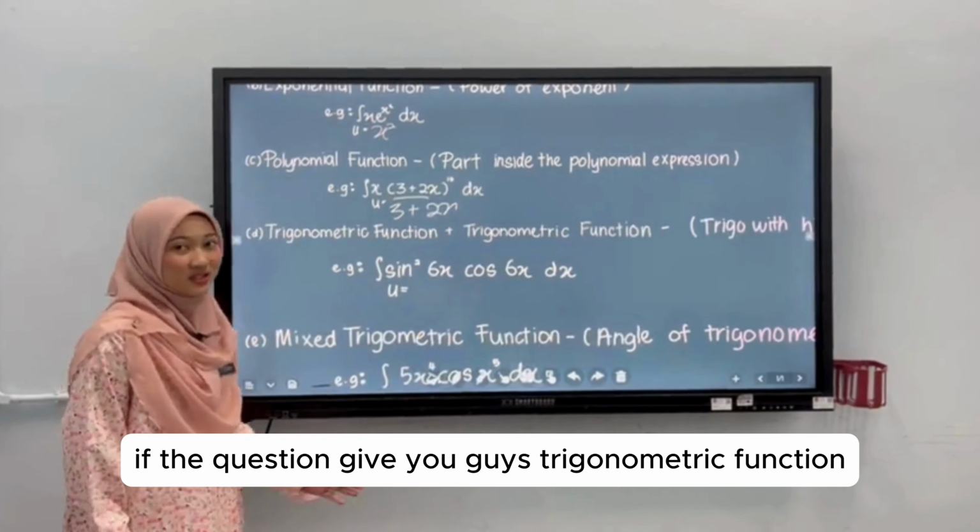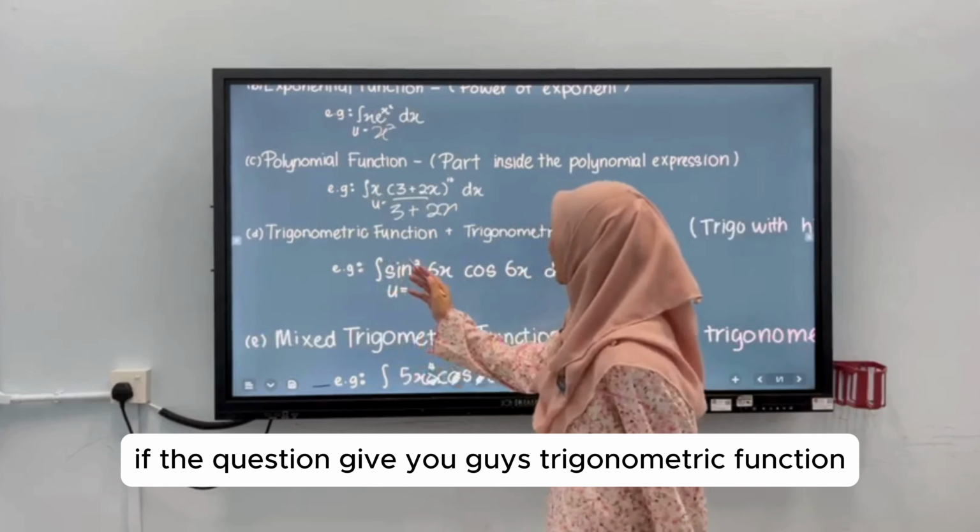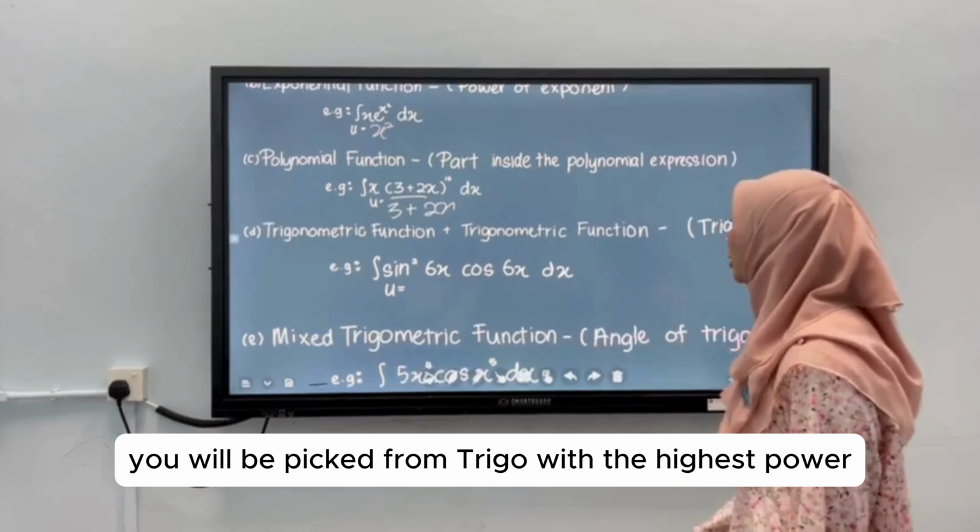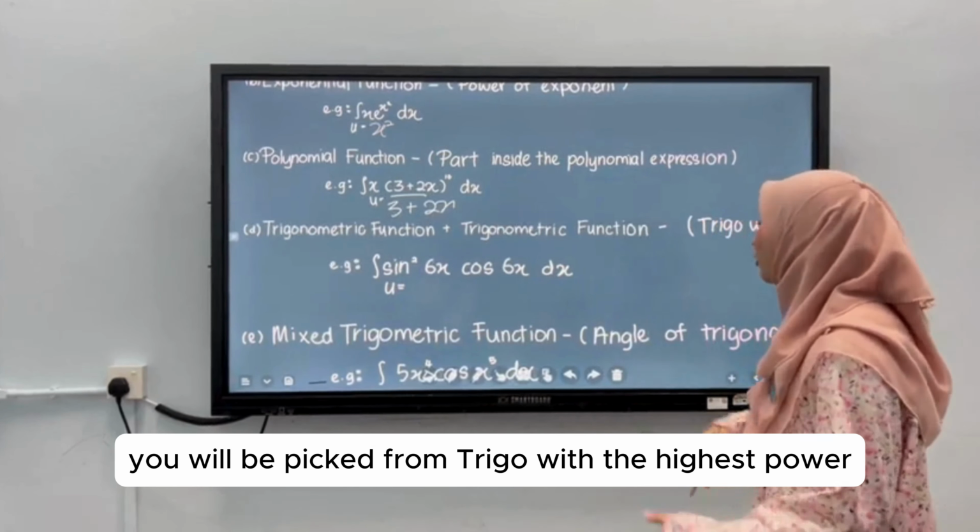Then, if the question gives you a trigonometric function plus a trigonometric function, u will be picked from the trigo with the highest power. For example, this equation. Which one is the trigonometric function with the highest power? This one, right? So, u will be sine 6x.